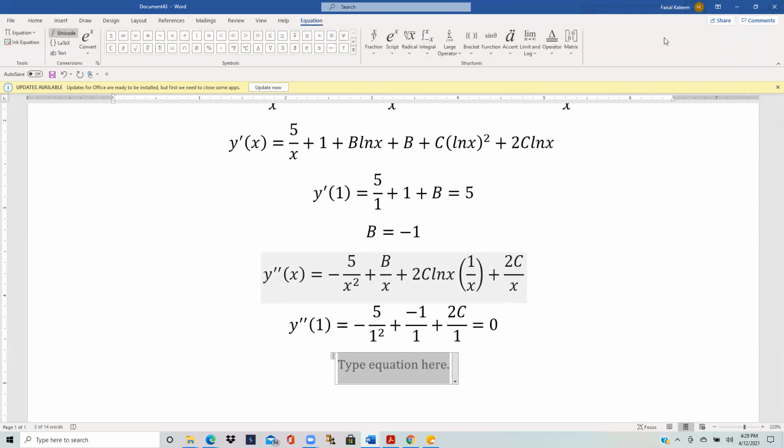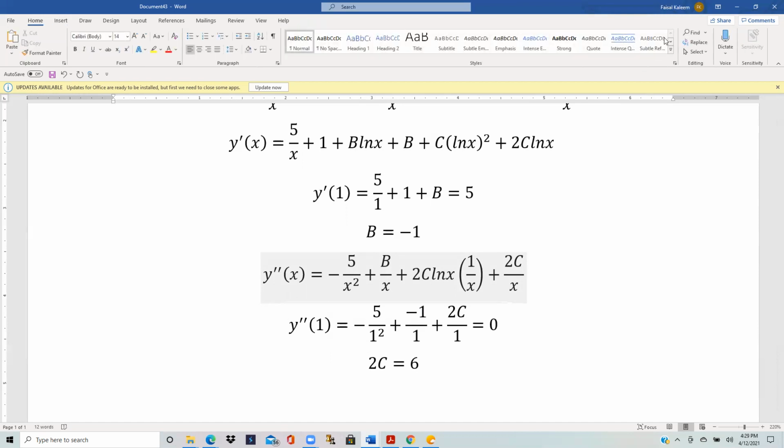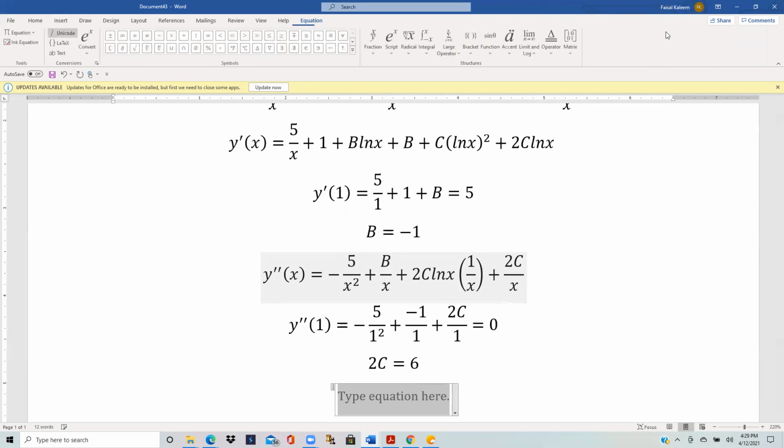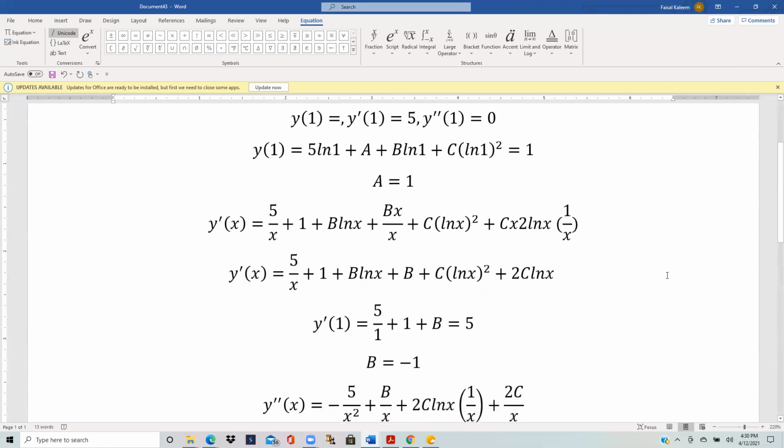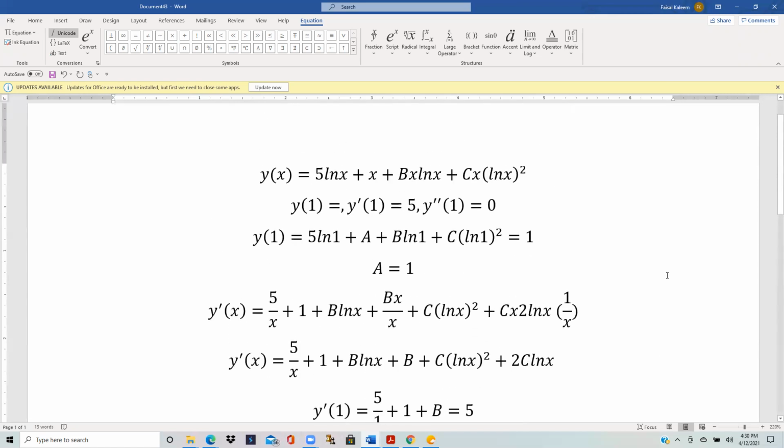Now when it goes to the other side, it will be positive 6. So 2c is equal to 6. And c would be 3. And now we have all the constants. C is 3, B is negative 1. We already had A.